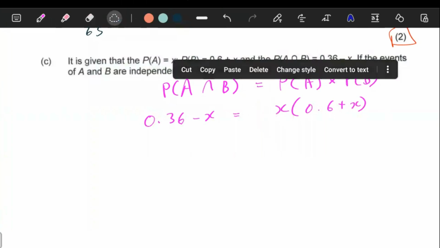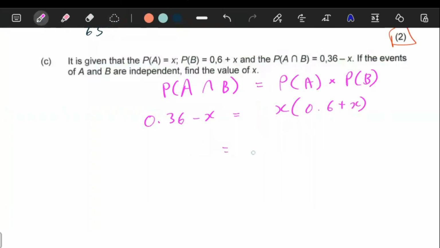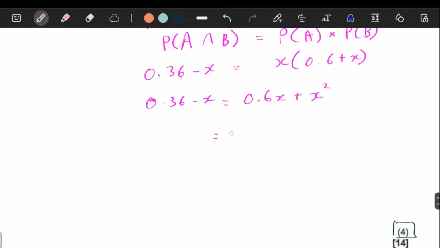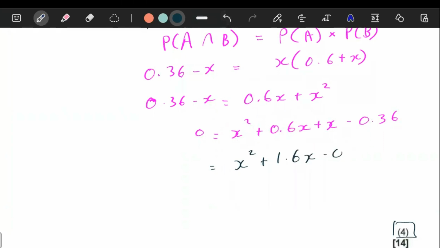So let's do this here. Multiplying inside, you have 0.6x. Multiplying again, you have x squared. 0.36 minus x here. Everything on one side, you have x squared plus 0.6x, and then the x goes again here. The number goes again here. So x squared is over here. This plus this is 1.6x. And then you have negative 0.36 here.